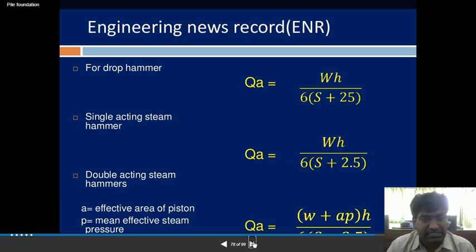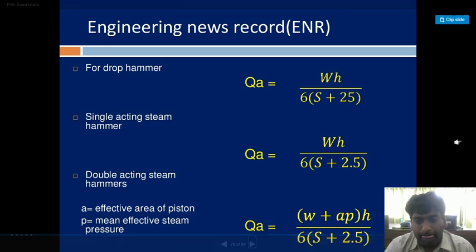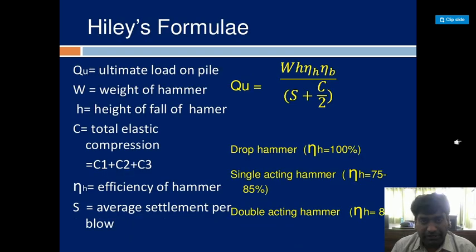For single acting steam hammer it becomes WH upon 6 into S plus 2.5. For double acting steam hammer, where A is equal to area of a piston and P is equal to mean effective steam pressure, QA is equal to W plus AP into H upon 6 into S plus 2.5.